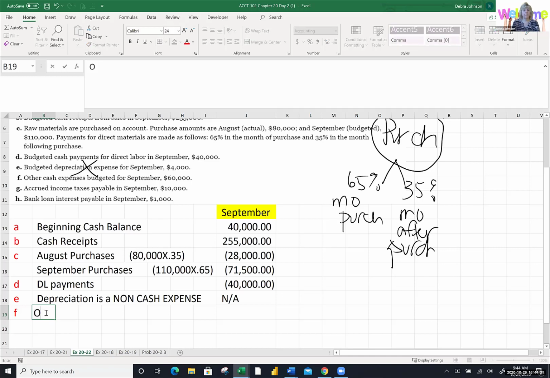Okay, letter F, other cash expenses. Well, if they're cash expenses, they would cause our cash to go down. So let me put my minus 60,000 on that.